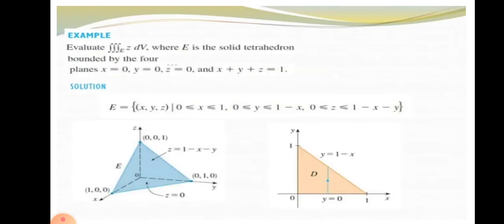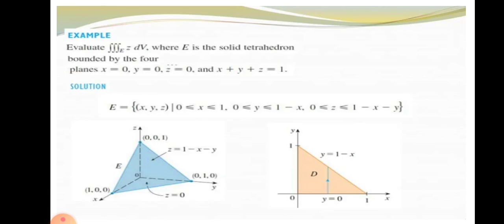Next, evaluate the triple integral of z dV, where A is the solid tetrahedron bounded by the four planes x equal to 0, y equal to 0, z equal to 0, and x plus y plus z equal to 1. So we have this tetrahedron A.